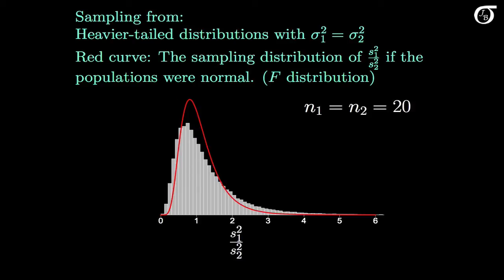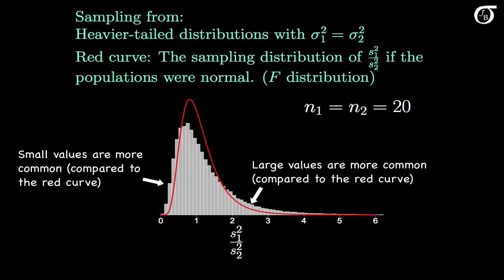Here are sample sizes of 20. And we can see that, compared to the red curve, the gray histogram has a greater frequency of smaller values of the ratio of sample variances and a greater frequency of larger values, and values near the middle are less common. In other words, the ratio of sample variances has greater variability than if we were sampling from normally distributed populations.